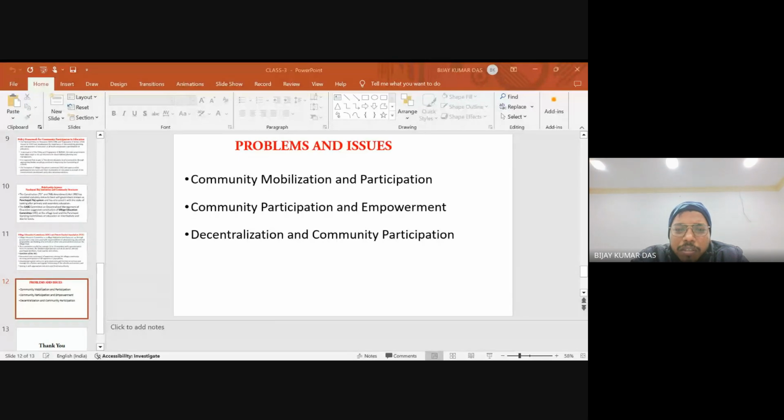And you know that VEC, Village Education Committee, and PTA do not address the issue of empowerment adequately. It's not my view. Whatever we have seen, whatever we have studied, and the research says till now, they are not adequately fulfilling the needs. PTA and VEC do not address the issue of empowerment adequately, as the local bodies reflect the local power structure.